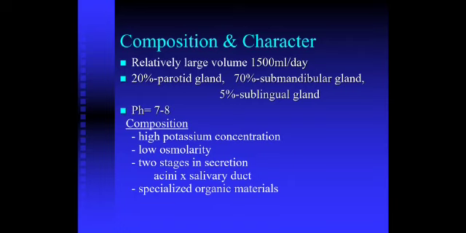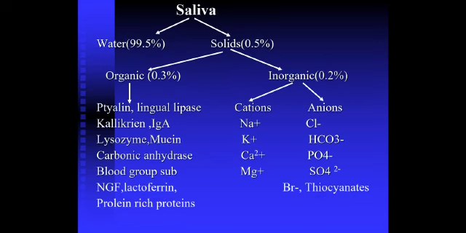The composition is that it has high potassium concentration with low osmolarity, and there are 2 stages of secretion, one in the acini, which is isotonic, and in the salivary duct, which is hypotonic. And there are also specialized organic materials. 99.5% of the saliva is water and 0.5% is solids. Of this 0.5%, 0.3% is organic and 0.2% is inorganic.